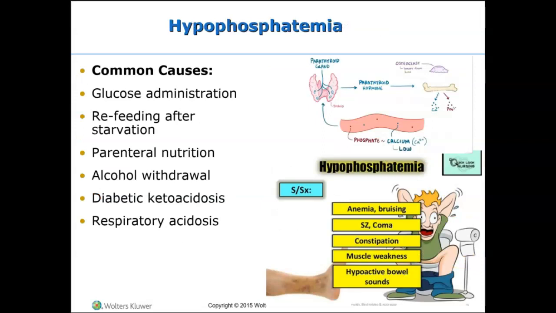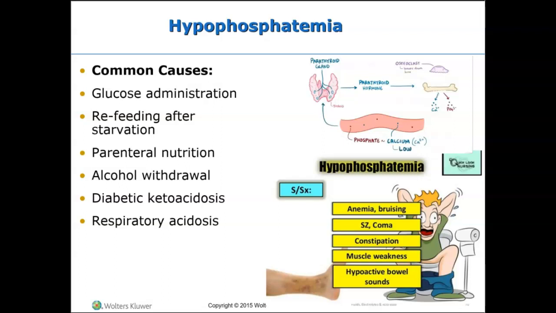In hypophosphatemia, the common causes are listed on this slide. Again, it could be due to alcohol withdrawal. It could be a diabetic that has gone into diabetic ketoacidosis or DKA. It could be someone who is in respiratory acidosis, like your COPD patients. It could be due to parenteral nutrition or refeeding a patient who has been starving for a long time. It could be due to us giving glucose, maybe IV fluids that have glucose in them. It could be any of those reasons, right?